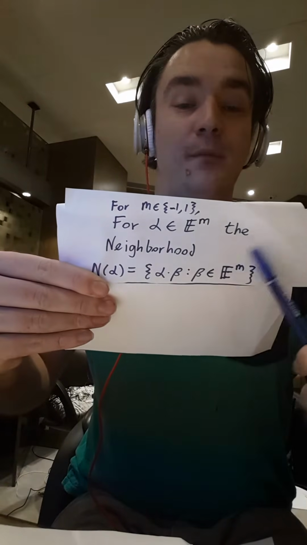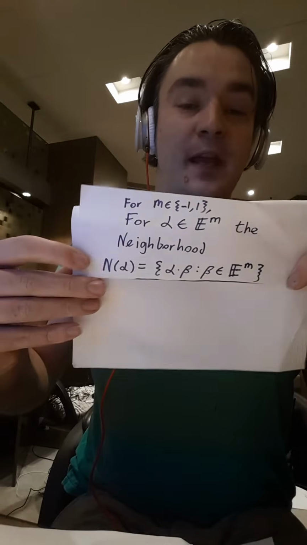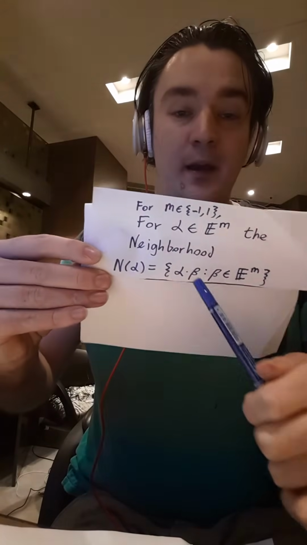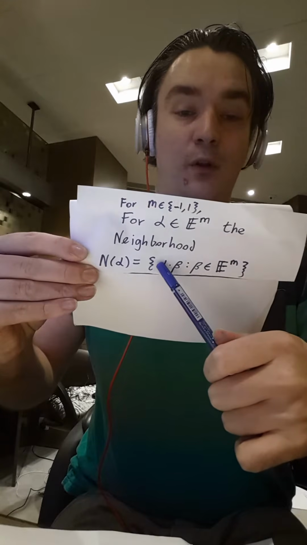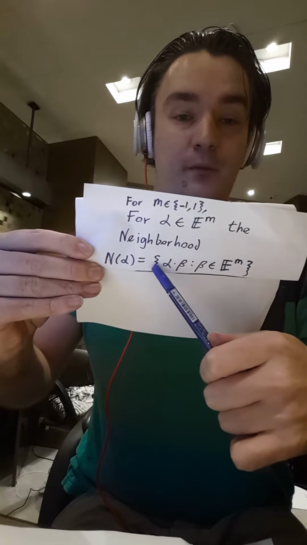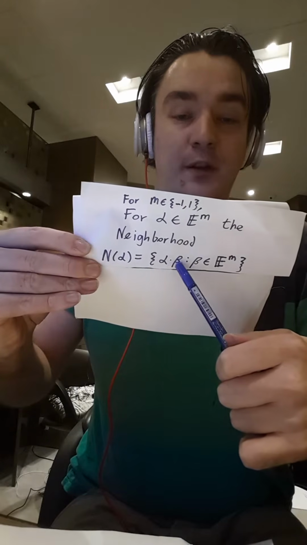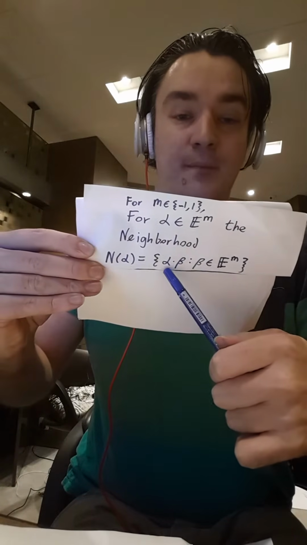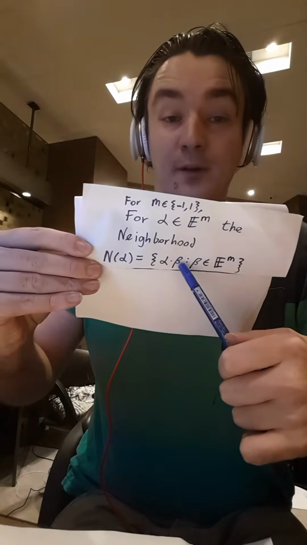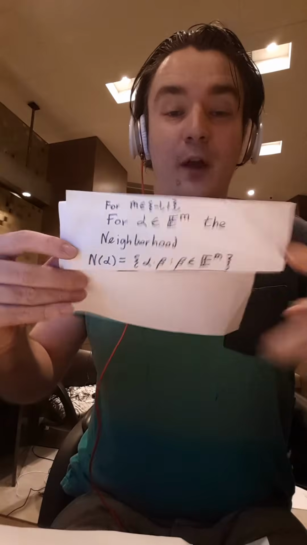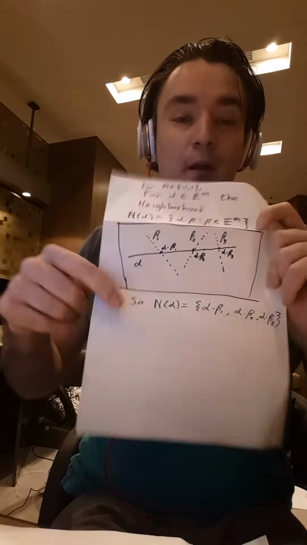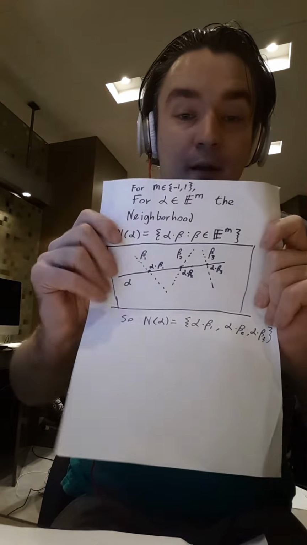What's its neighbourhood? Well, its neighbourhood is defined as the set of all joins that alpha has with other elements of the same type. Okay? I think this is a kind of neat way of defining a neighbourhood because it works for both lines and pencils. So let's look at an example, okay?